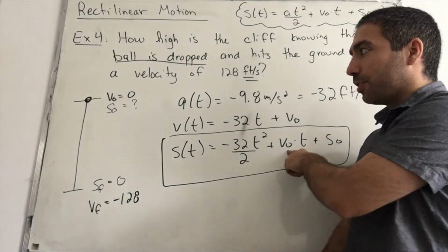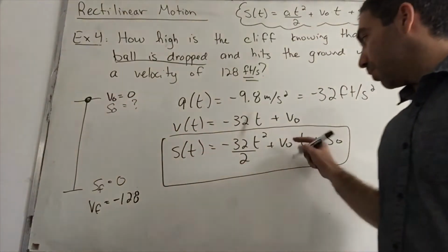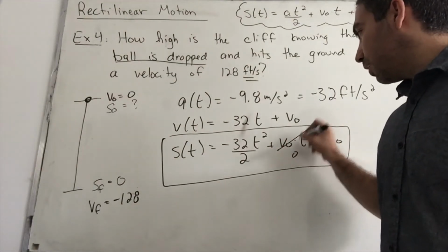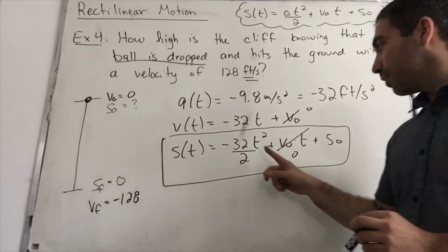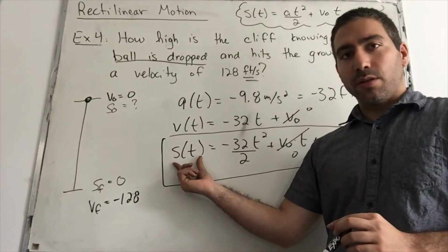Do we have all that information? Well, v0 is not a problem because we know the initial velocity is 0. So we're replacing v0 with 0, this is gone. And in this equation, this is gone. But we're still missing two unknowns. We're missing the time and we're missing S of t, which we don't have.